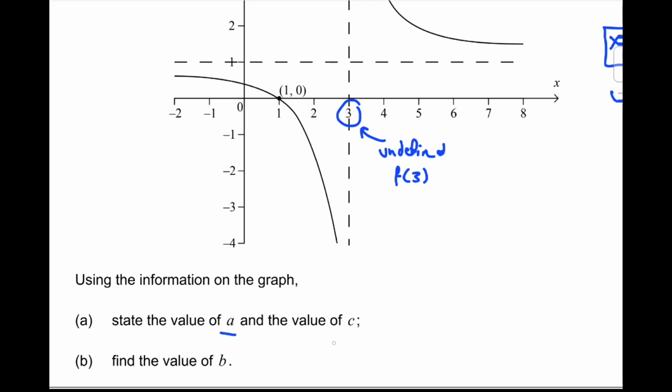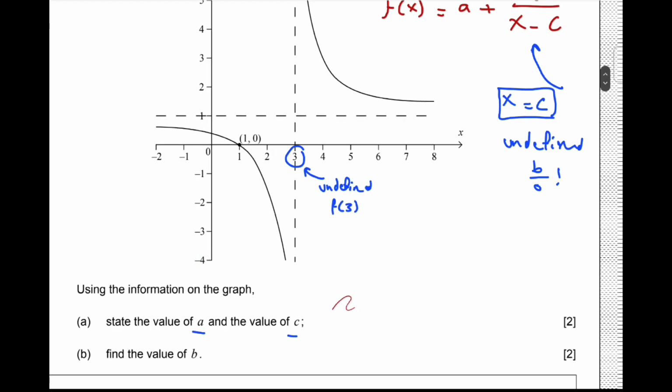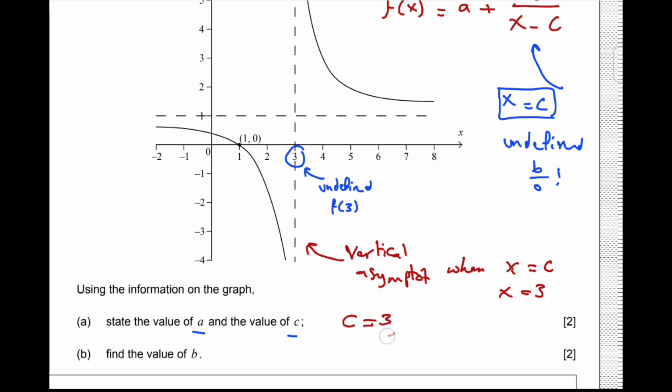So state the value of a and the value of c. So the value of a, okay, so how do we find it? The value of c is clear, so we can find c from what is called the vertical asymptote. And this happens at the zeros of the denominator. So this is when x equal to c, which is the case when x equal to 3. So in this case, c equal to 3.